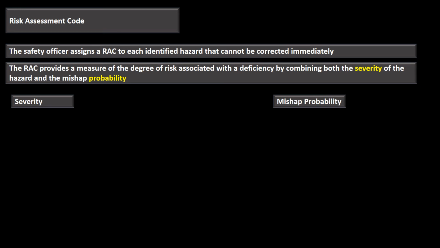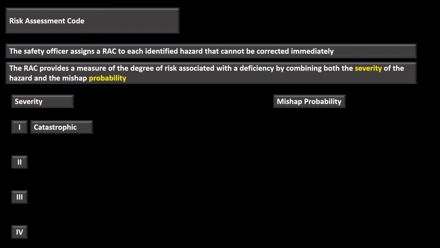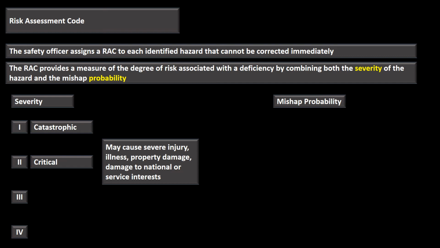Right, so severity and probability, we have a scoring system. For severity, we're just going to go 1 through 4, the Roman numerals 1, 2, 3, and 4. For a level 1 severity, we're going to say that's catastrophic. When we say catastrophic, the hazard is so severe that it's probably going to cause death, a loss of the facility or the asset, or can result in grave damage to the national interest. Level 2 is critical. Something critical may cause severe injury, illness, property damage, and damage to national or service interest. So damage to the nation or damage to the Navy.